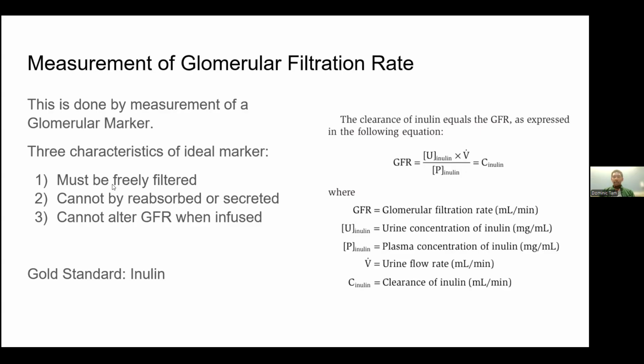All right. Inulin is given IV. It is not bound to plasma proteins. It's not charged, and its molecular size is such that it can freely cross the glomerular capillary. And once filtered, it is completely inert, neither reabsorbed nor secreted. The amount of inulin that is filtered across the glomerular capillary is exactly equal to the amount of inulin that is excreted in the urine. All right. That is our gold standard.